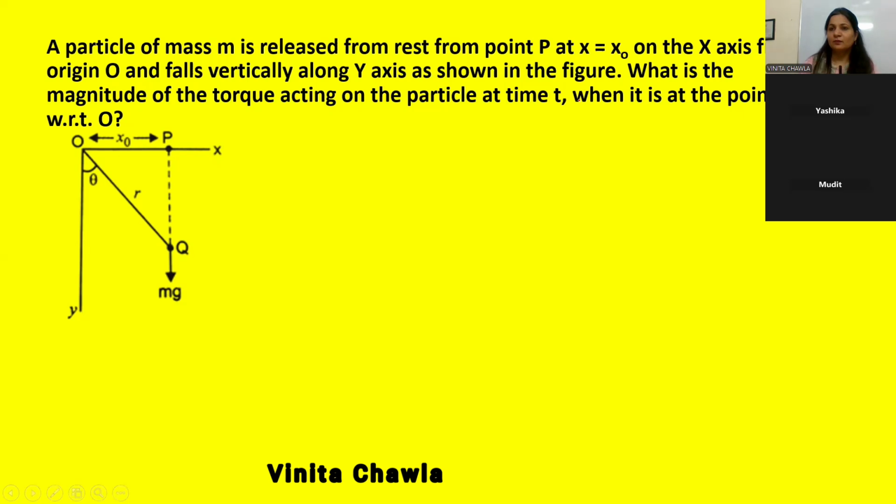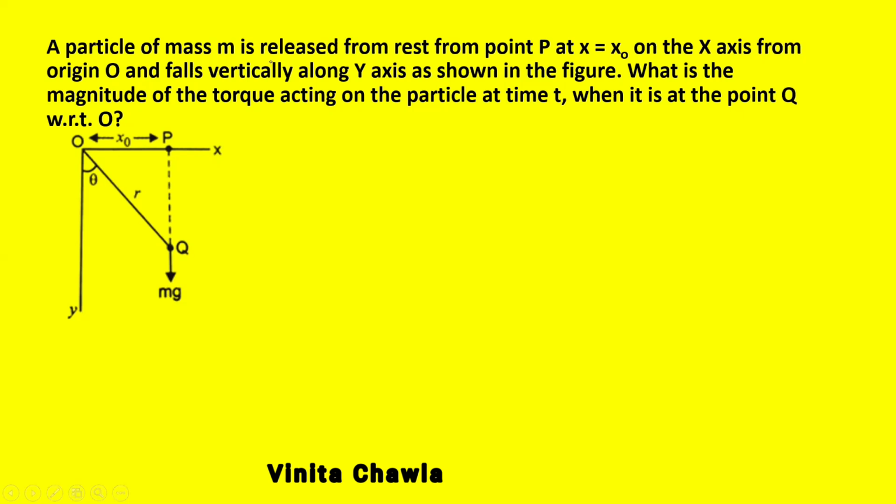So look, what is in this question? A particle of mass m is released from rest from point P at x is equal to x naught. So we have released a particle of mass m from here. And this point P is at a distance x naught from origin on the x-axis and it falls vertically along y-axis. It falls like this as shown in figure.